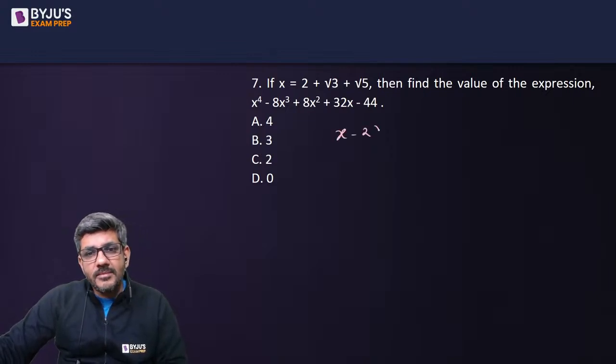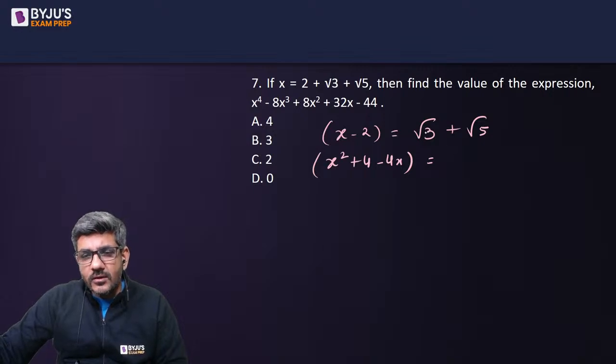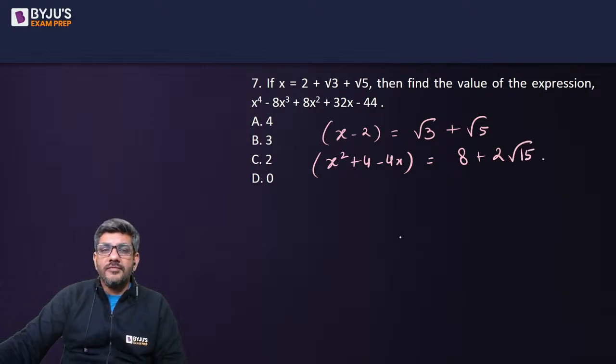So, first of all, let me take 2 on the left hand side. I will have x minus 2 as root 3 plus root 5. Square on both sides. I get x square plus 4 minus 4x. It is equal to 3, since root 3 square is 3, root 5 square is 5, that is 8, plus 2 into root 3 plus root 5, which is root 15.